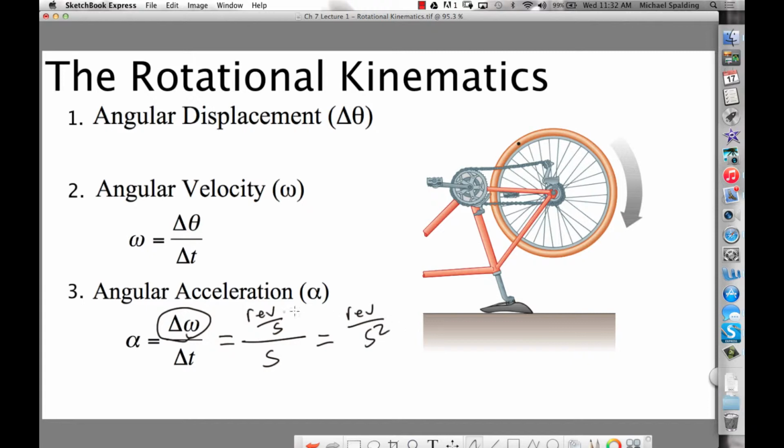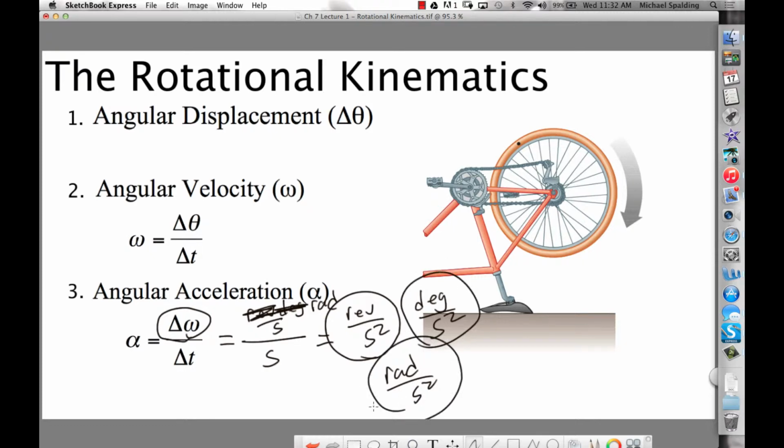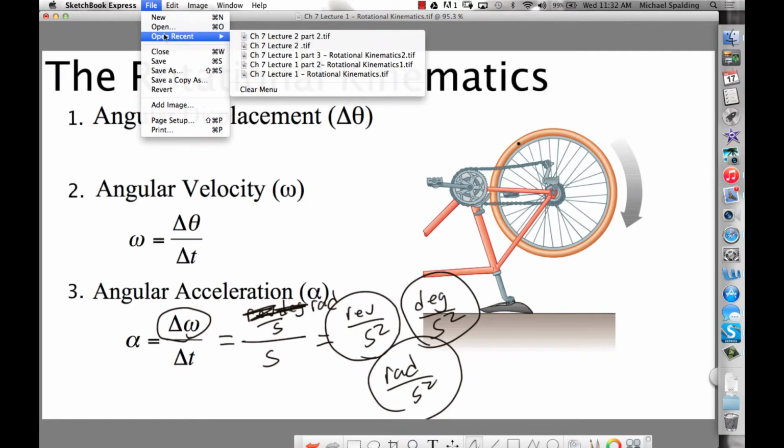Revolutions per second squared, or you can change the revolutions to degrees. So it could be degrees per second squared, or you could change that to radians. So there's 3 possibilities. It could be revolutions per second squared. It could be degrees per second squared, or radians per second squared. Okay? All right, the rotational kinematics.